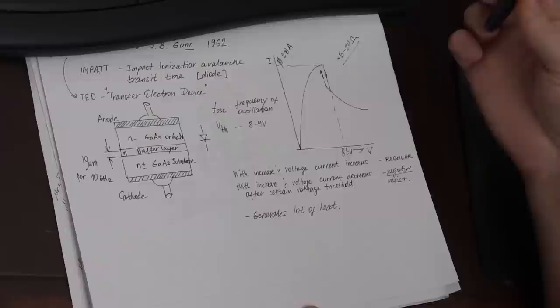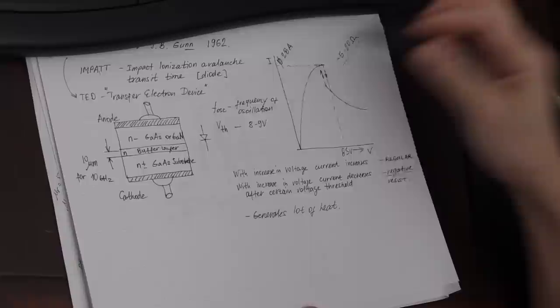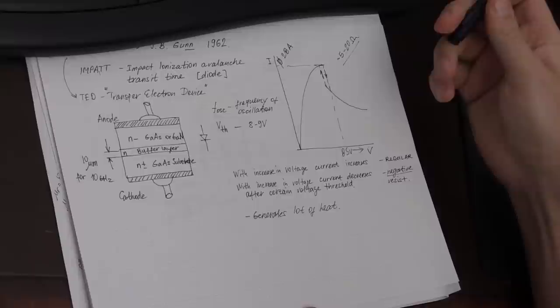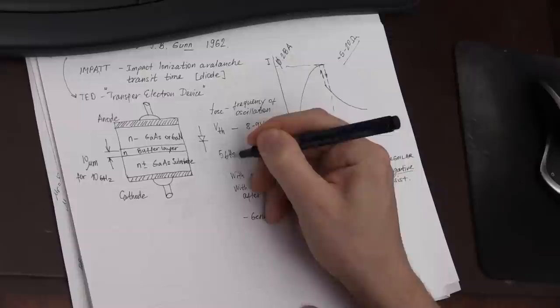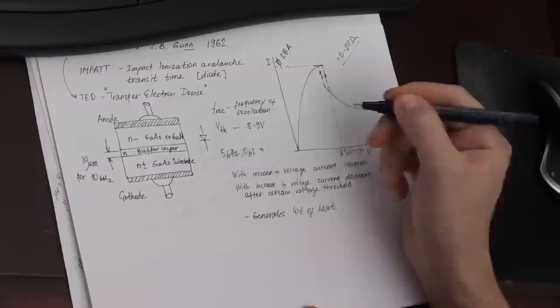these oscillations can range. You can develop Gunn diode devices of different frequencies, but usually they go in a range from 5 gigahertz. I've seen Gunn diodes that operate at 5 gigahertz, 10 gigahertz, and up to a terahertz range.